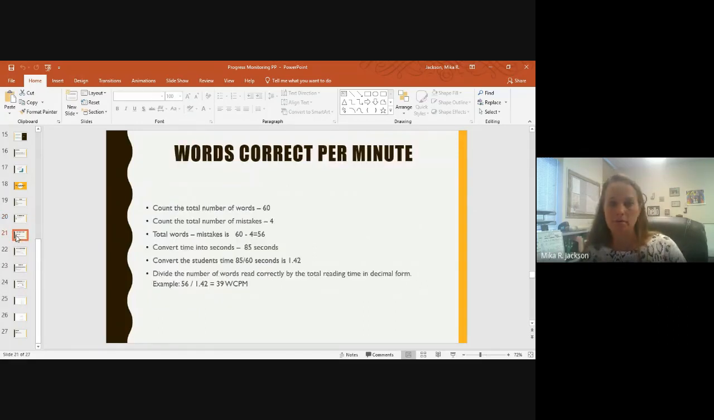Let's see. Words correct per minute. I'm not going to go into that right now. That is something you'll want to do as you get into higher levels of reading, because you're really going to want to track your kids' fluency whenever they become better readers. So I'll make sure you have this information.